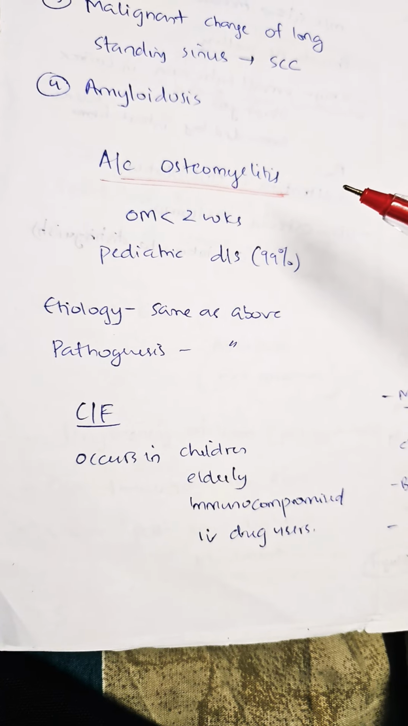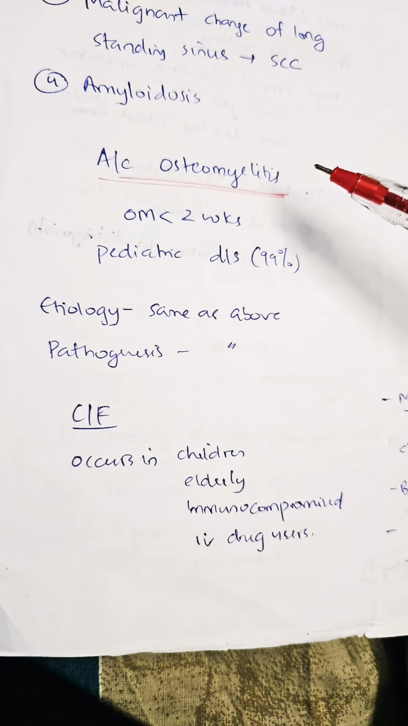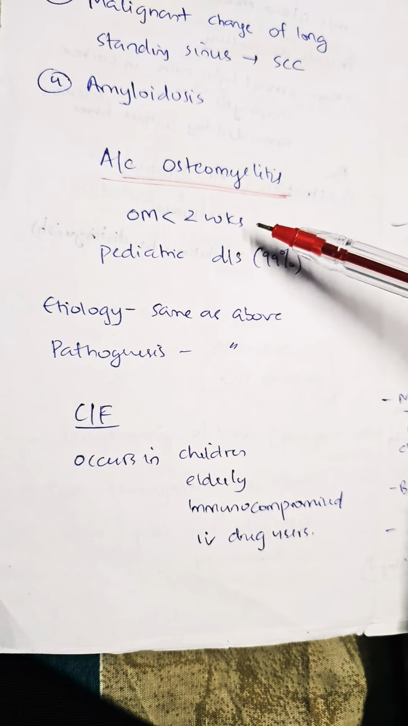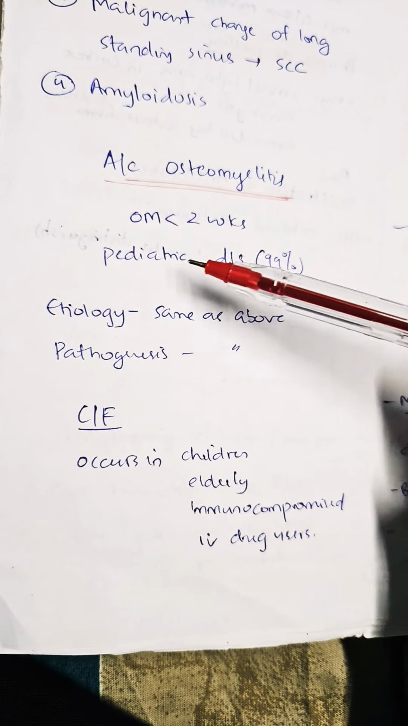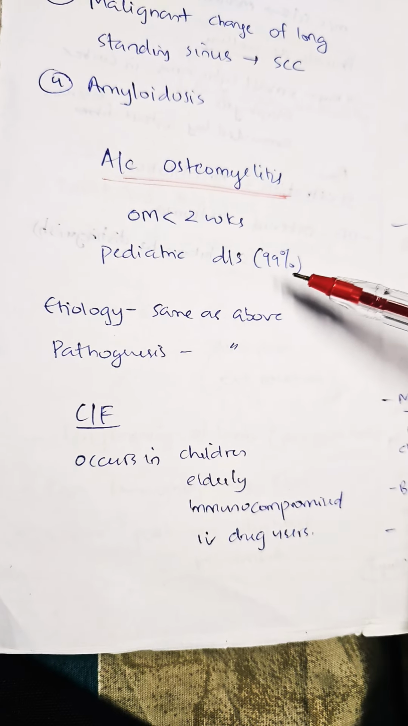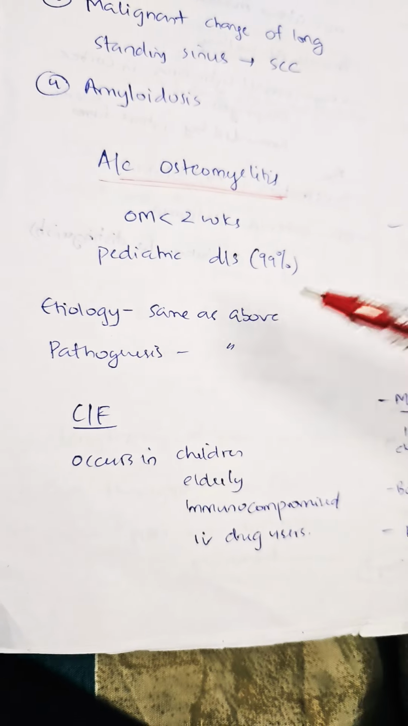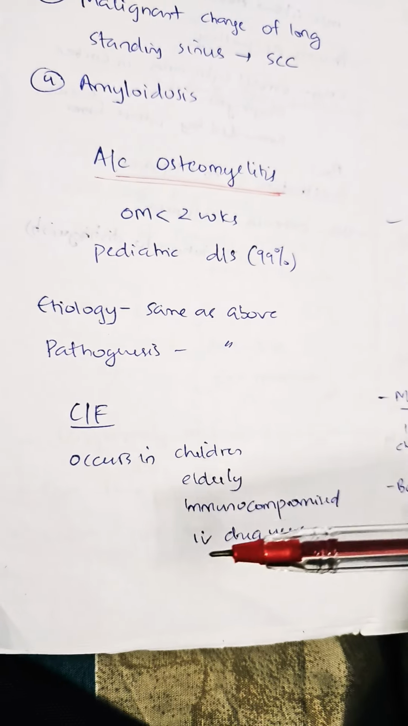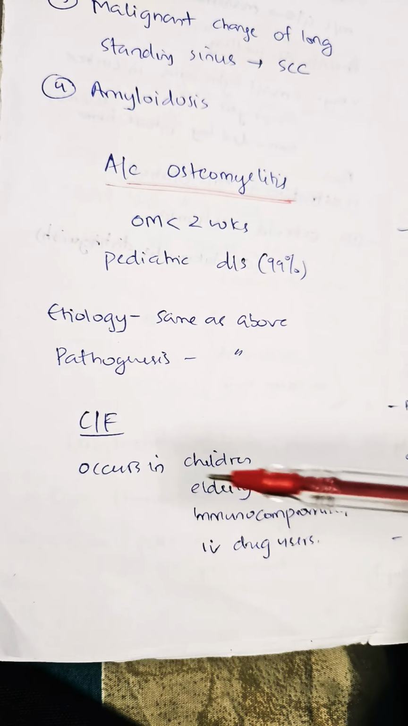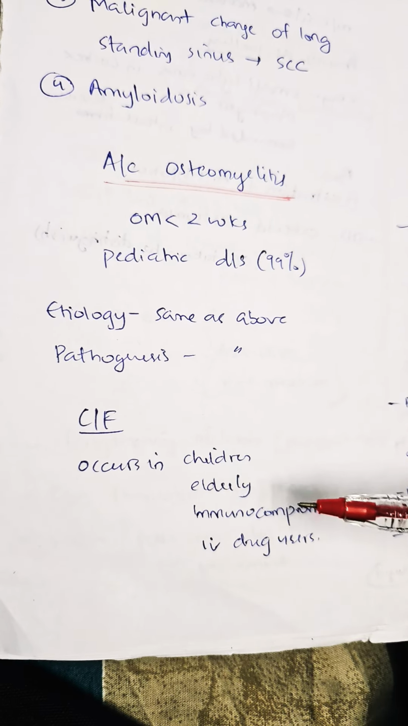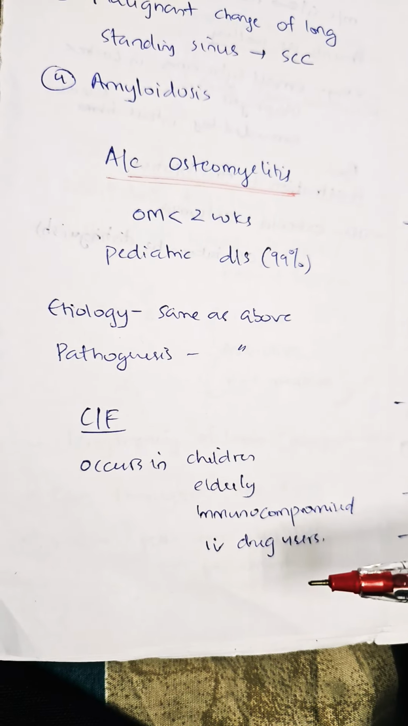Acute osteomyelitis. It is an infection of the bone and the bone marrow for a duration less than 2 weeks. It is mostly a pediatric disease, that is 99% of acute osteomyelitis occur in children. Etiology and pathogenesis is same as that described in the above videos. Clinical features: it occurs in children, elderly, immunocompromised and IV drug users.